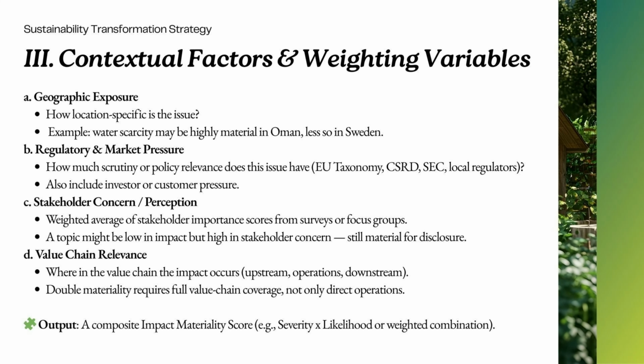The first contextual factor is geographic exposure. Some sustainability issues are highly location-specific. For example, water scarcity may be a critical issue in arid regions, while being far less material in water-abundant countries. Geographic exposure asks how closely a sustainability topic is linked to the locations where a company operates or sources from. The more exposed the business is to a specific geographic risk, the higher the weight that topic may receive.